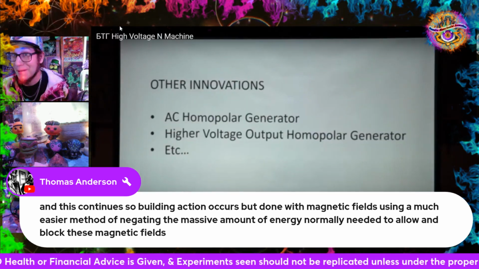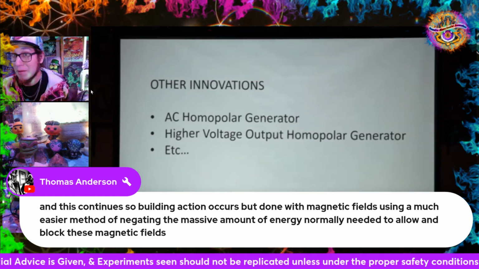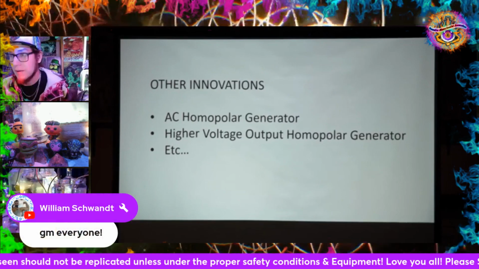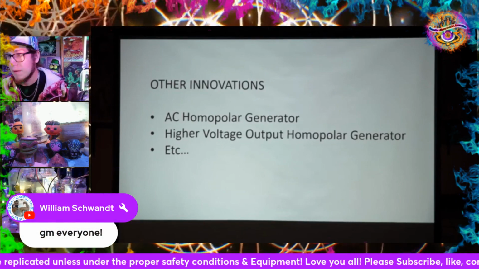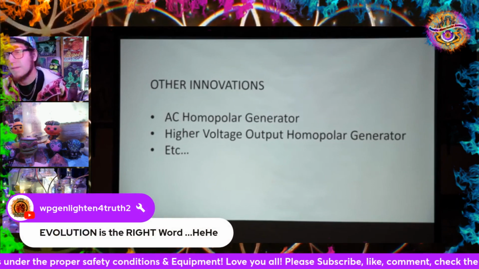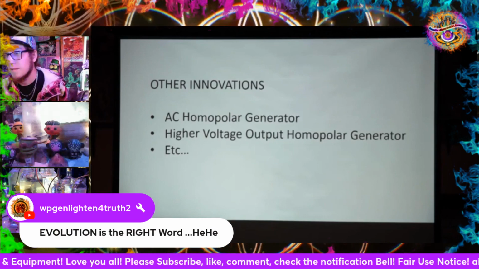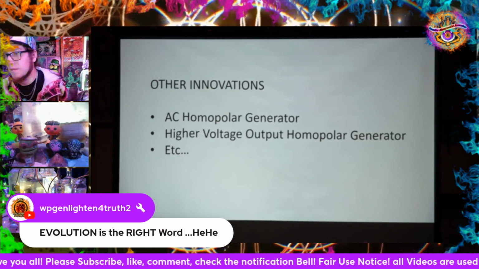So other innovations, and that's just DC, direct current, not pulsed or anything. You get the steady DC current, low voltage, high amps. So other variations people have looked at are different ways to basically produce AC. You can produce AC, you can put in a transformer, you might be able to raise the voltage and do different things.